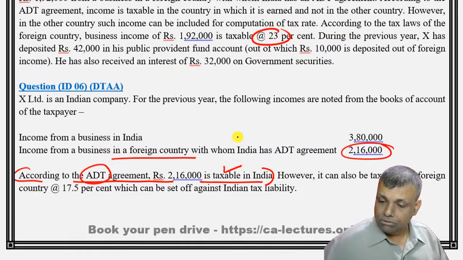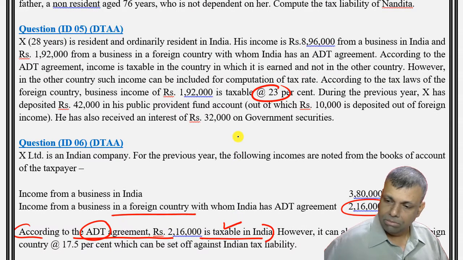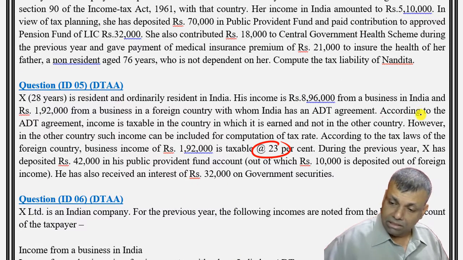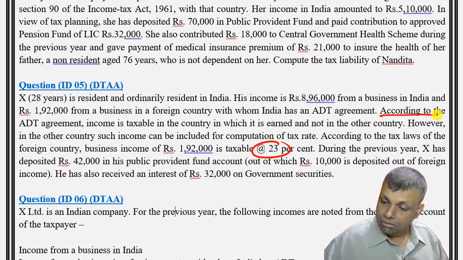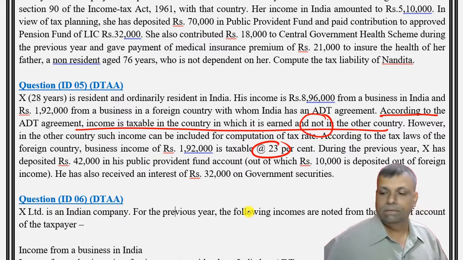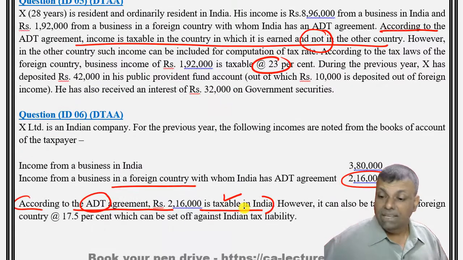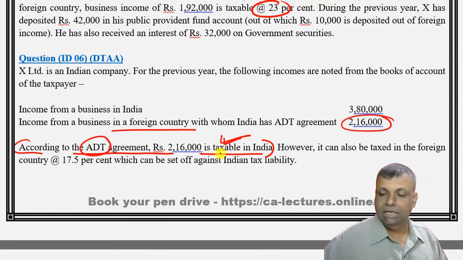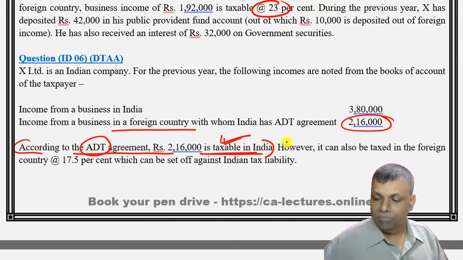In the previous question, what was the fact? It was not taxable in India. So this language, "according to", you have to underline very properly and understand. In the previous question, according to the ADT agreement, the income is taxable in the country in which it is earned and not in the other country. But in this question the language is different. It says that according to the ADT agreement, 2,16,000 is taxable in India.